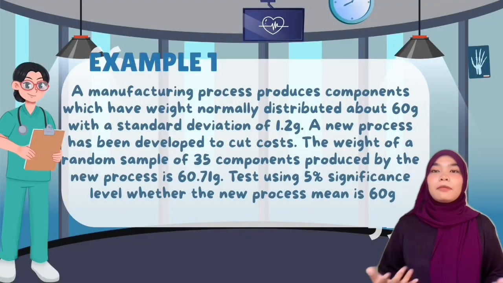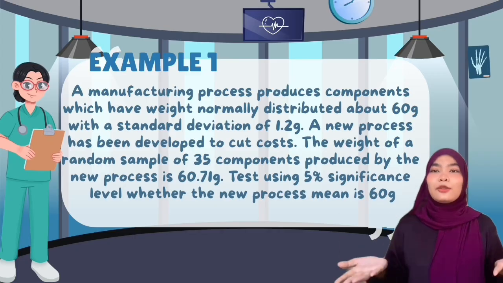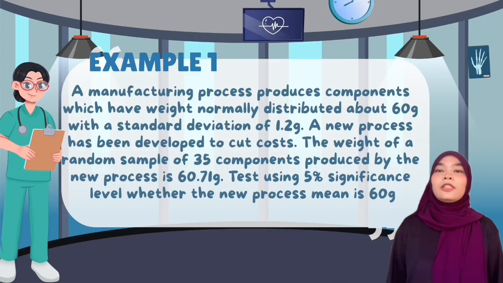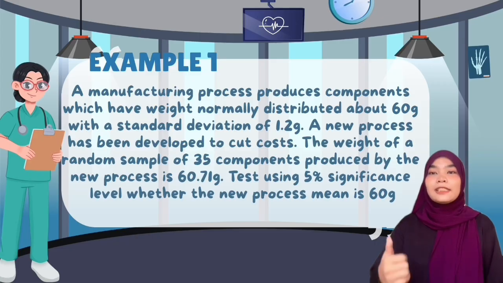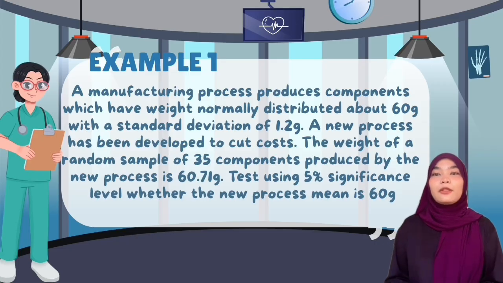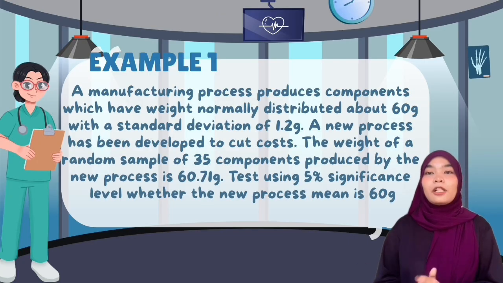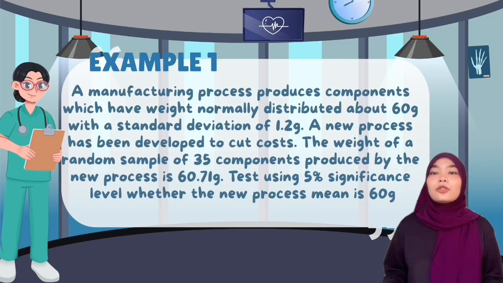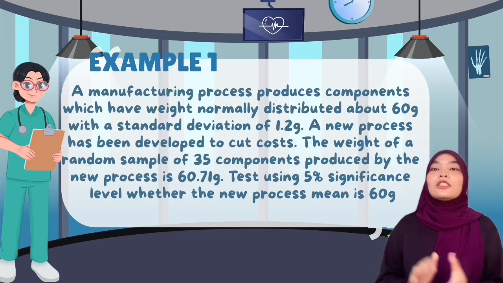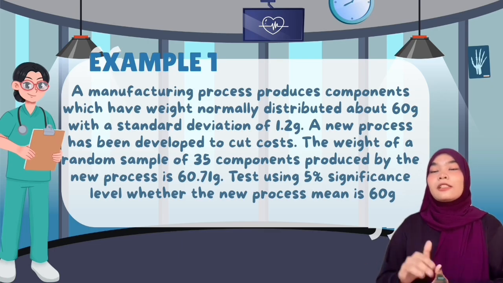Now, for this example, we don't solve the calculation yet. First, we need to identify which test to use. There are two important things to check. First, the sample size. Here, the sample is 35, which is more than 30. Second, the population standard deviation is given, which is 1.2. So, when the sample size is large and population standard deviation is known, we use z-test. Also, the question asks whether the mean is equal to 16, so this is a two-tailed test.